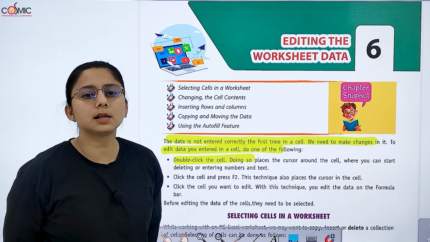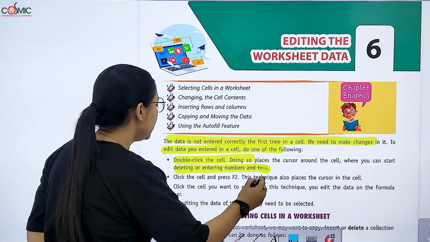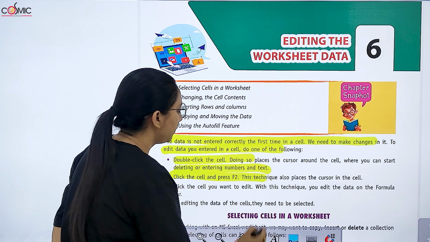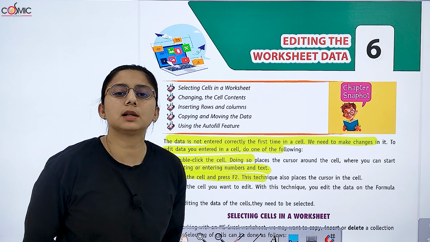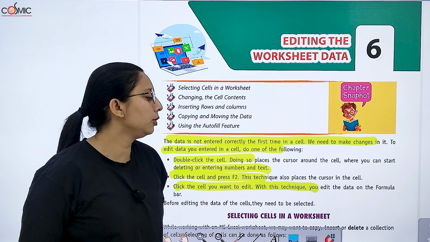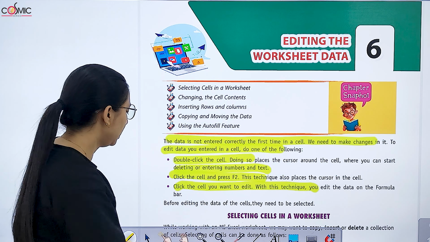Doing so places the cursor in the cell where you can start deleting or entering numbers and text, right? Now click the cell and press F2. This technique also places the cursor in the cell. Click the cell you want to edit. With this technique, you edit the data on the formula bar.